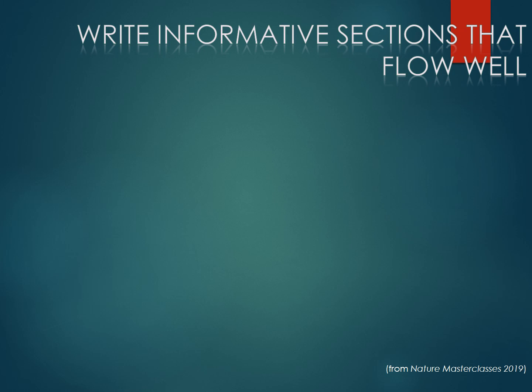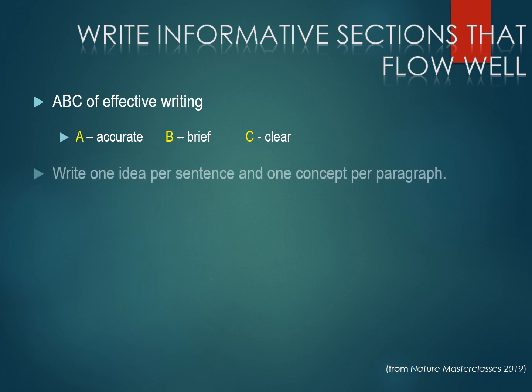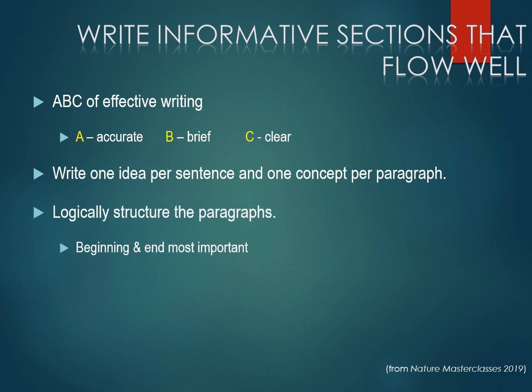So importantly, write informative sections that flow well. If we look at the ABC of effective writing, it should be accurate, brief, and clear. Write one idea per sentence and one concept per paragraph. Logically structure the paragraphs. The beginning and the end of a paragraph is most important. Connect these paragraphs by smooth transitions using the words and phrases provided above.